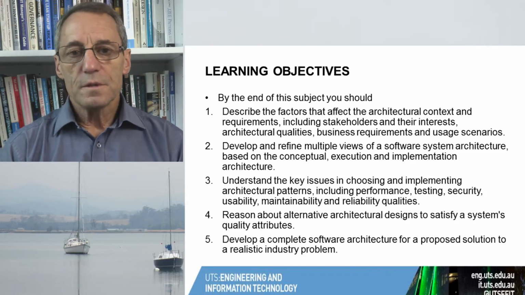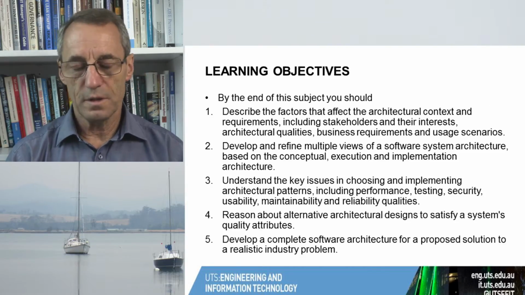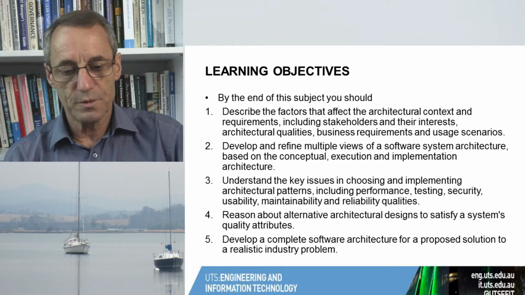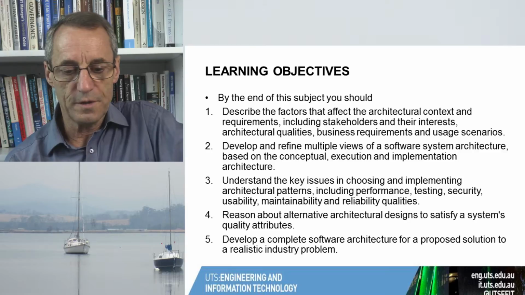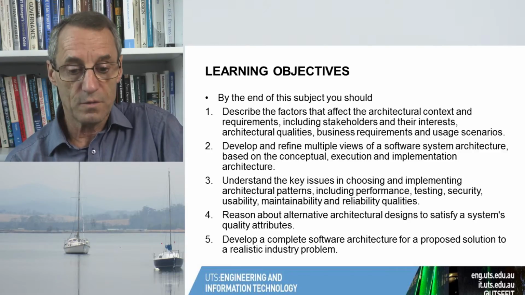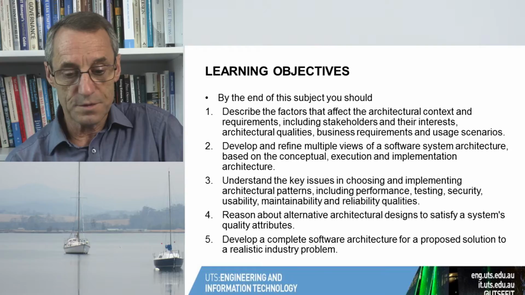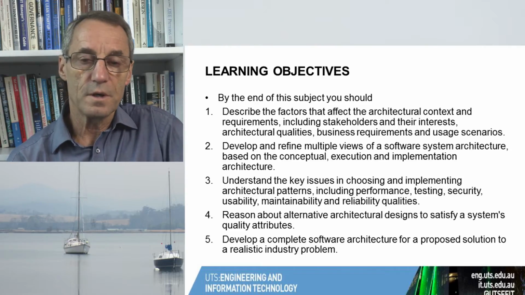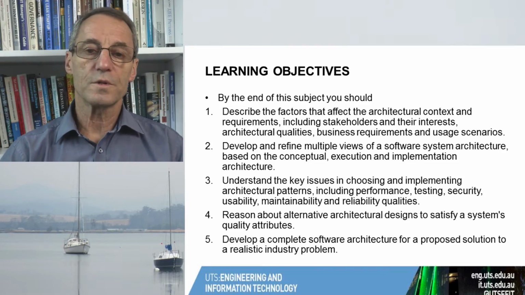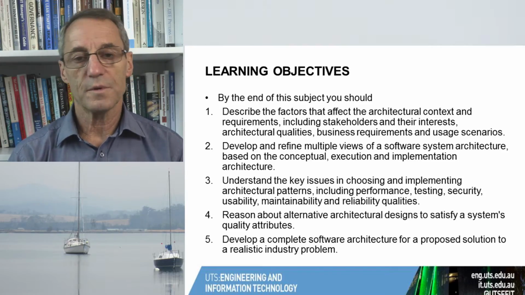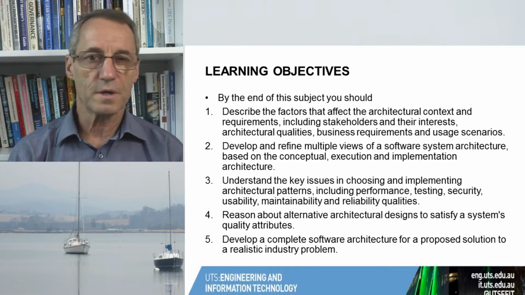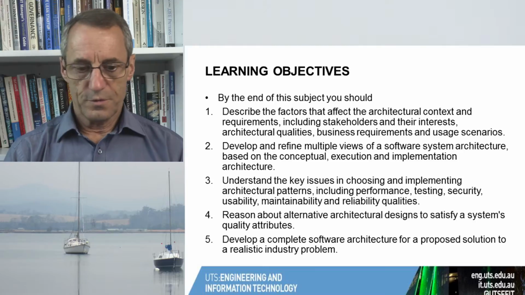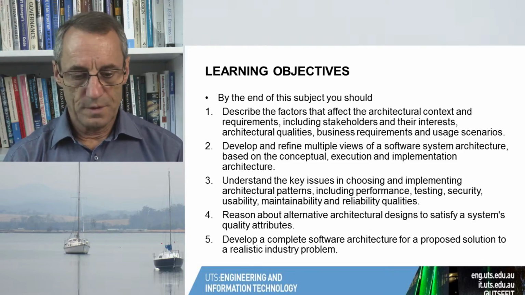For the learning objectives, these are usually phrased as, by the end of this course you will be able to describe the factors that affect the architecture context and requirements, including the stakeholders and their interests, the architecture qualities, the business requirements and usage scenarios. So we need to know the context in which this architecture is being developed, and the context, what's the problem this architecture is trying to solve, and the context around that problem. So you'll be able to describe that.